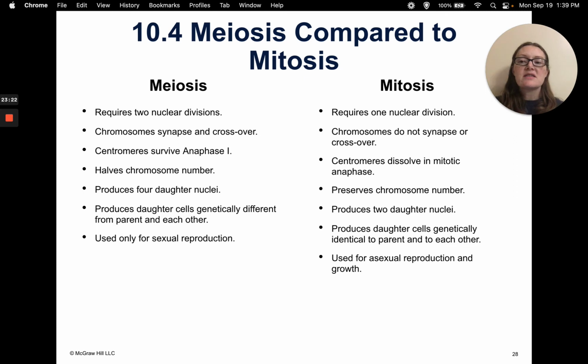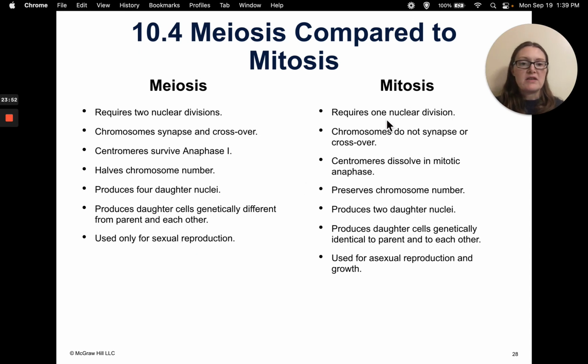Alright, so here's a side-by-side comparison of meiosis and mitosis. Meiosis requires 2 nuclear divisions, and mitosis only requires 1. In meiosis, the chromosomes synapse and crossing over occurs; there is no crossing over in mitosis. Centromeres survive in anaphase 1 because the sister chromatids are still joined together. Meiosis halves the chromosome number, produces 4 daughter nuclei that are genetically different from the parent, and is only used in sexual reproduction.